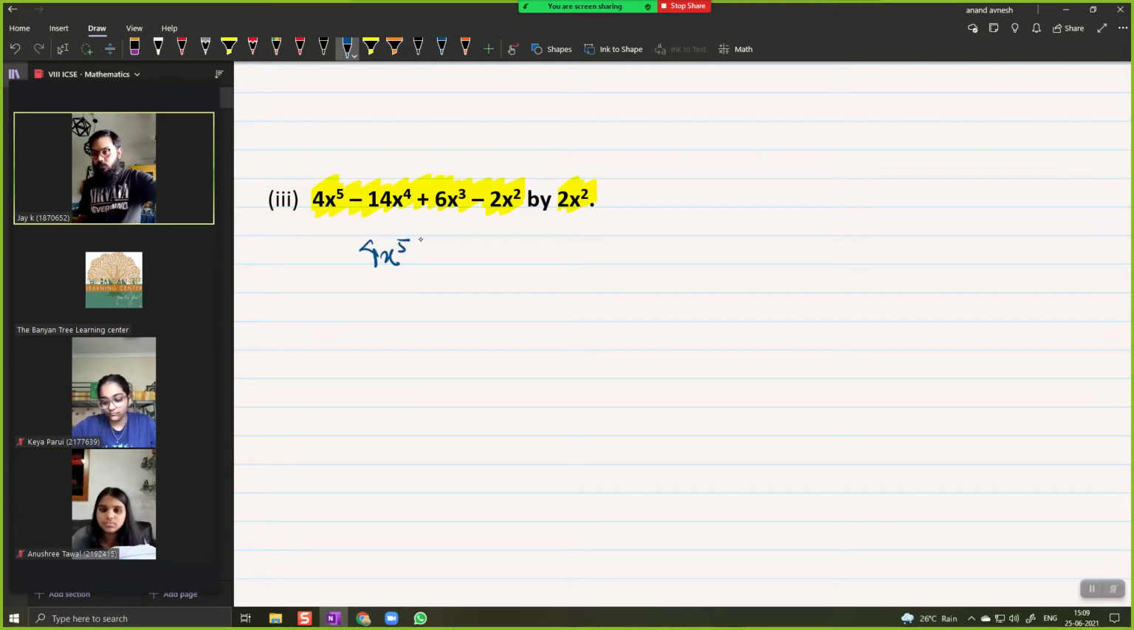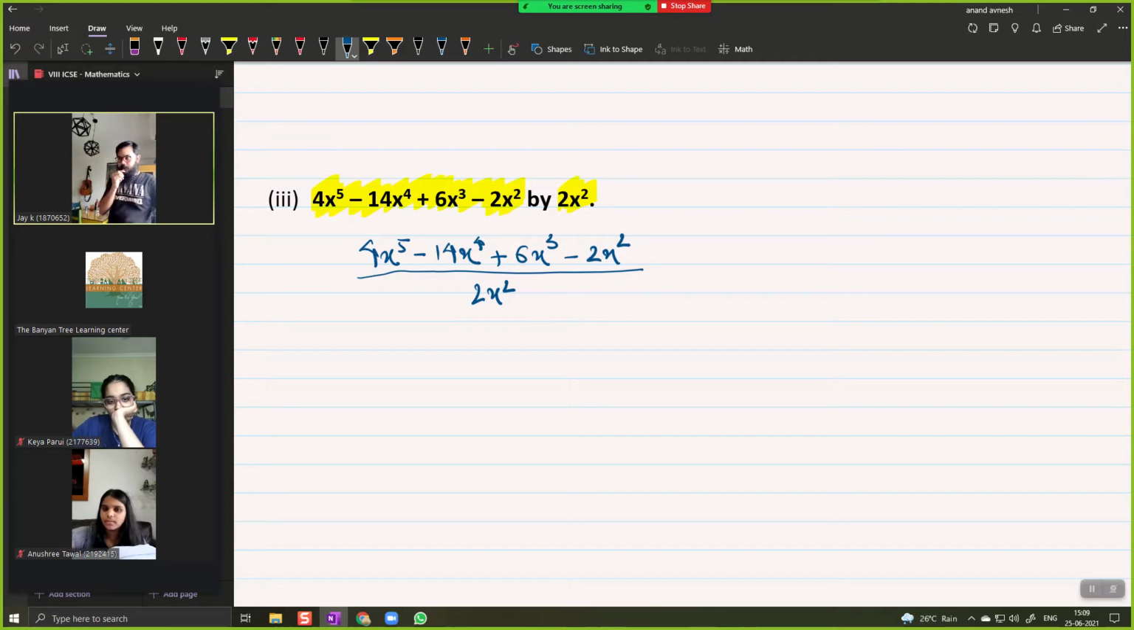4x raised to 5 minus 14x raised to 4 plus 6x cube minus 2x square divided by 2x square. So this is the first step. Second step will be, I'm going to write it separately. Okay, I'll write it here. 4x raised to 5 upon 2x square minus 14x raised to 4 upon 2x square.